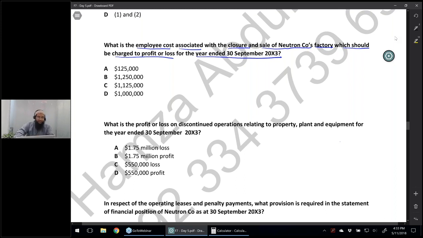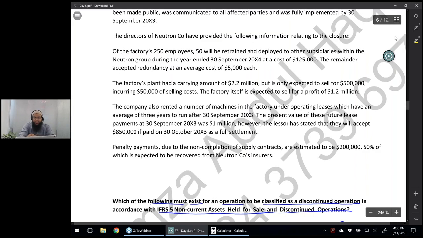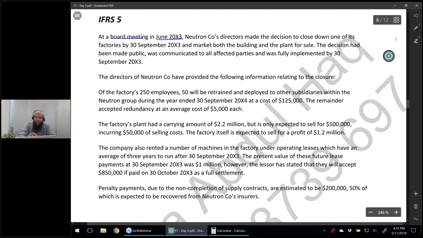The question says that at a board meeting in June 2023, Neutron Company's directors made the decision to close down one of its factories by 30th September 2023 and market both the building and plant for sale. The decision had been made public, was communicated to all affected parties, and was fully implemented by 30th September 2023. So we have communicated to all parties, fully implemented, the decision has been made public. So this means that the criteria as per IAS 37 are met.